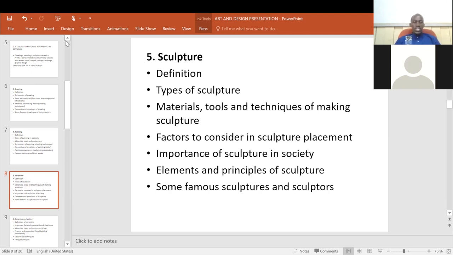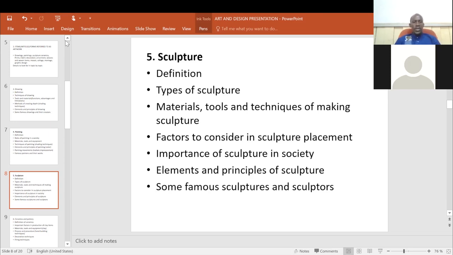Then you also need to highlight the elements and principles of sculpture. Remember, when we were mentioning the elements and principles of art and design, we did mention mass, voids, and space as elements of art and design. Those elements also apply in sculpture. They are the elements that appear in sculpture. We're talking about elements and the principles of sculpture.